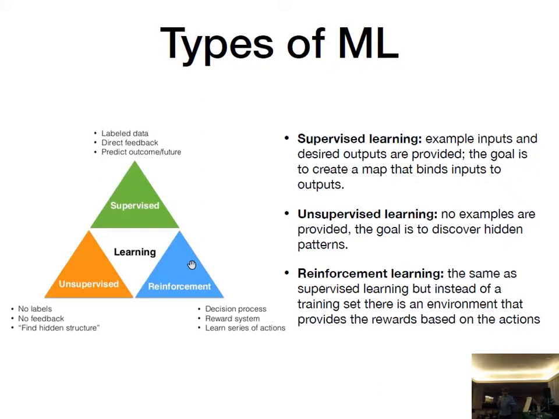Unsupervised learning. In this case, you do not have the training set. Unsupervised learning is all about finding hidden patterns. For example, in asteroid family classification, you have to cluster the data somehow. That's a good task for unsupervised learning. And reinforcement learning. In this case, again, you have no training set, but you have special algorithms that provide you a reward in some cases. And based on this reward, you can train your model.